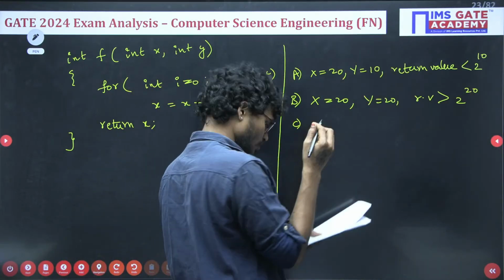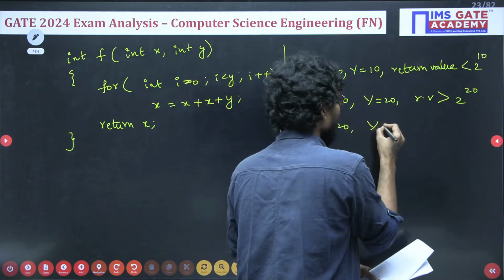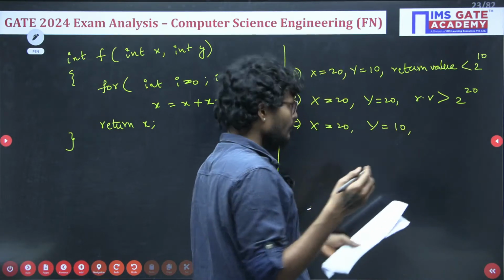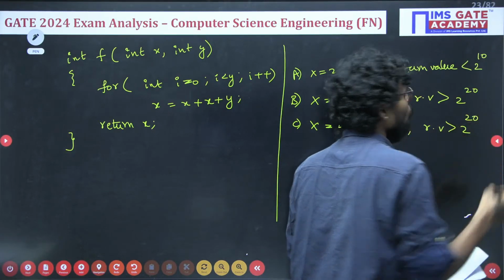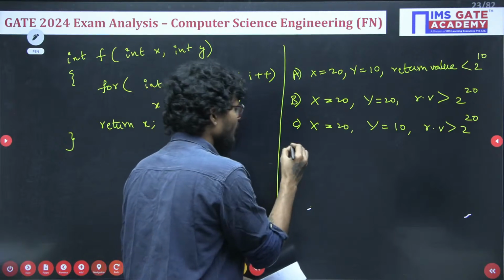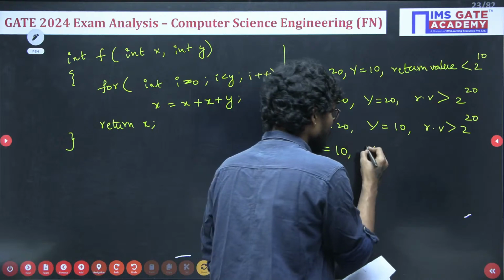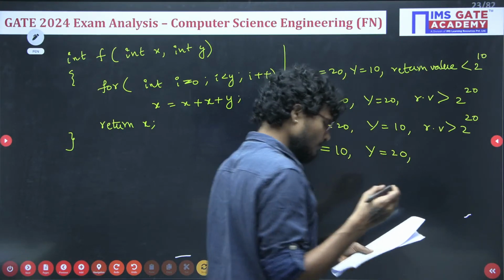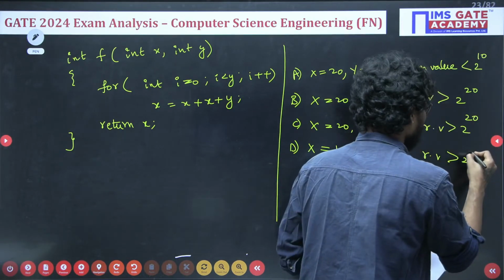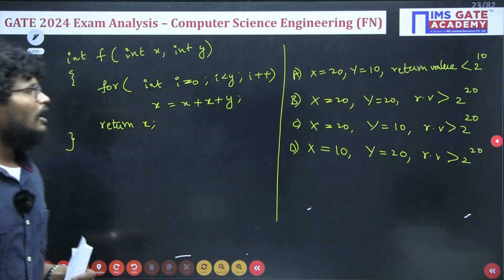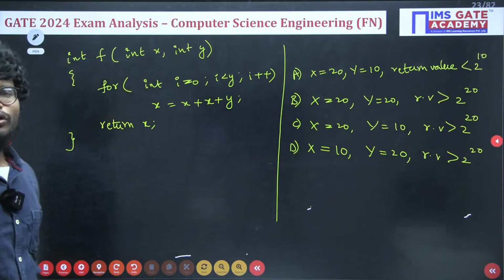Option C, again x value is 20, y value is 10, then the return value shall be greater than 2 raised to the power of 20. Similarly, option D, when the x value is 10 and y value is 20, the return value shall be greater than 2 raised to the power of 20. So these are the options given to us. We need to choose the correct answer.